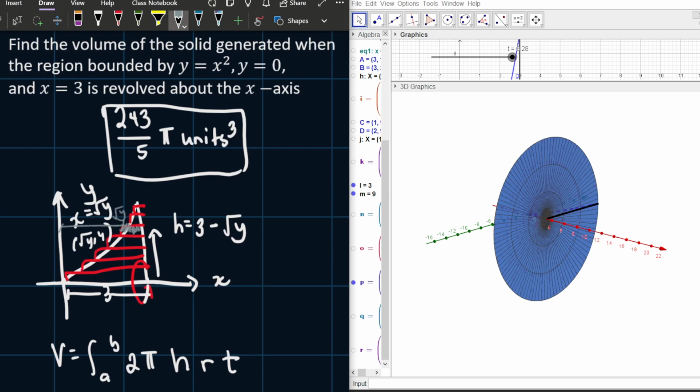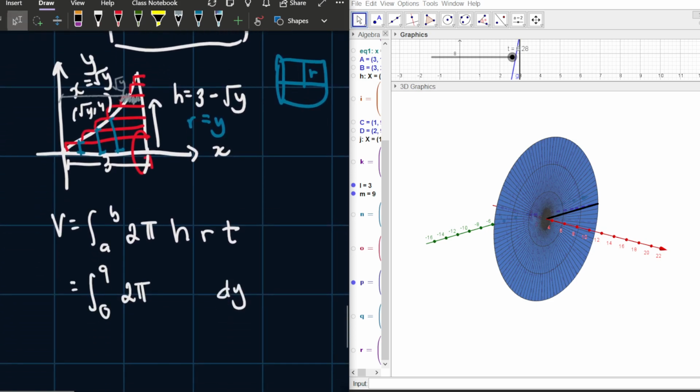Now, ano naman ang radius? Ang radius ng bawat cylindrical shell is given by this part here naman. Itong part na to. Okay? Or itong part na to. Or itong part na to. Kasi yung cylinders natin, ang orientation nila ay horizontal. So, itong part na to, this gives us the radius. Okay, so for the radius, that would simply be equal to y. So, we have the height, we have the radius, and we can now proceed with getting the volume.